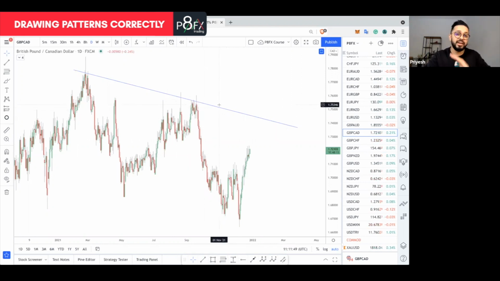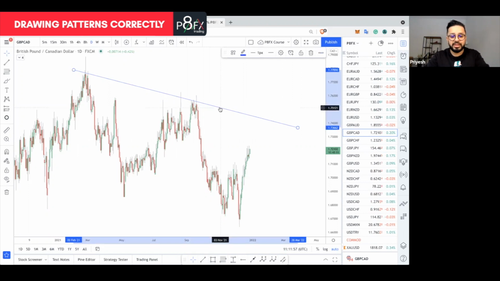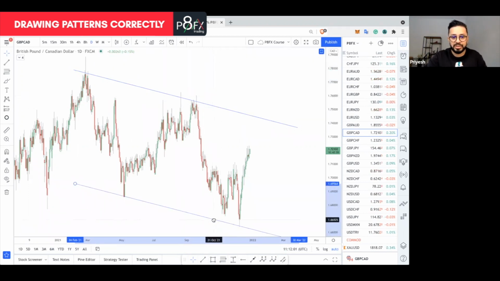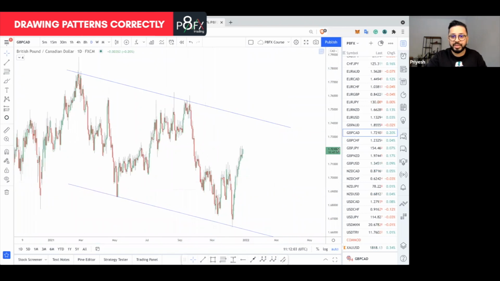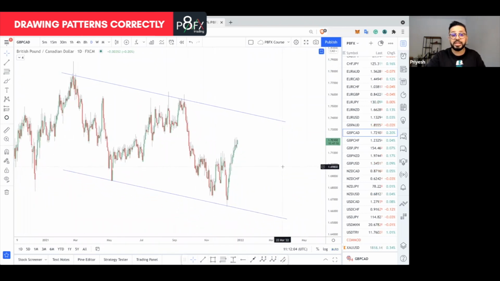If you need to learn how to draw trend lines accurately, then do click the lesson on how to draw them. And all I'm going to do is copy and paste this trend line and drag it to the bottom here. This pattern is called a descending channel. And the great thing about this is all I did is copy and paste the initial trend line.